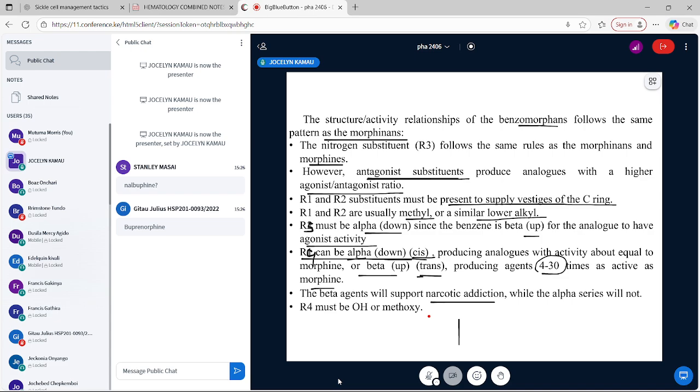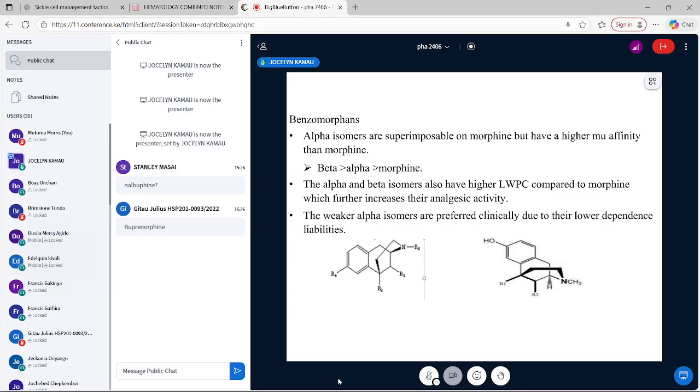R4 must be a hydroxyl group or a methoxyl group, but I don't think I have any compound where I have it as a methoxyl group. So it is very important for us to note that indeed here the orientation of these groups is also very, very important.